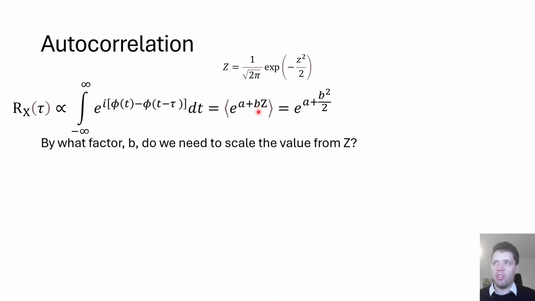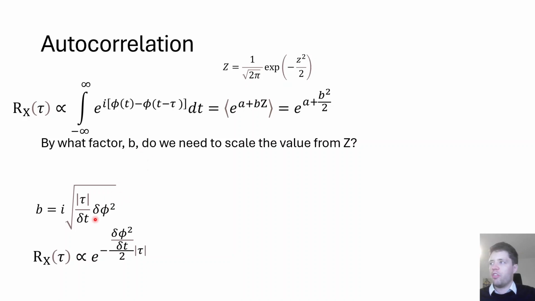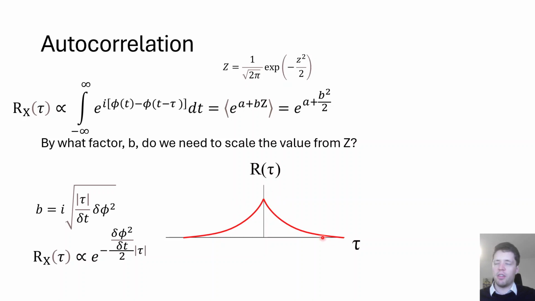And the obvious answer is just that you have to scale it by this quantity right here, which is just the i times the square root of the variance, or rather the standard deviation. So the point of all this is that if we plug this into the expression up here, we simply get that the autocorrelation as a function of the delay is proportional to this kind of exponential that decreases both in the direction of earlier times and the direction of later times.